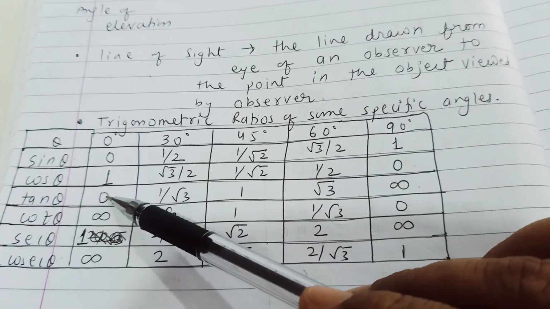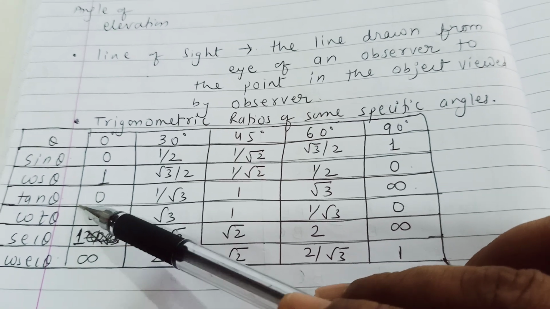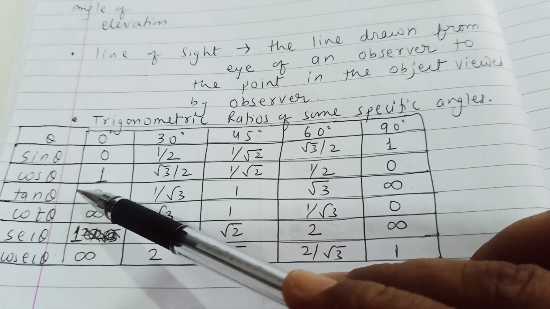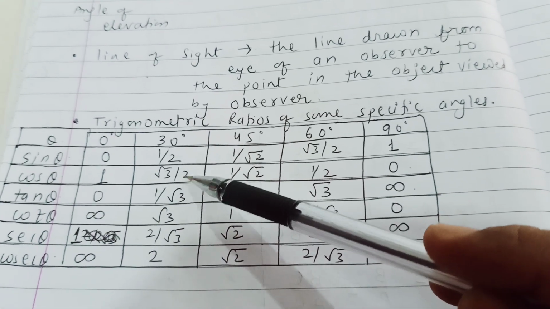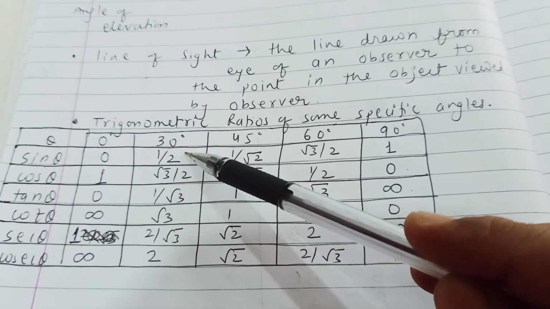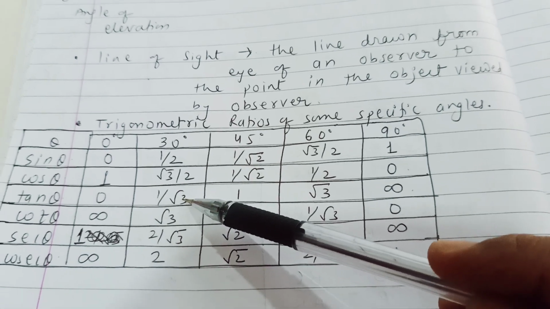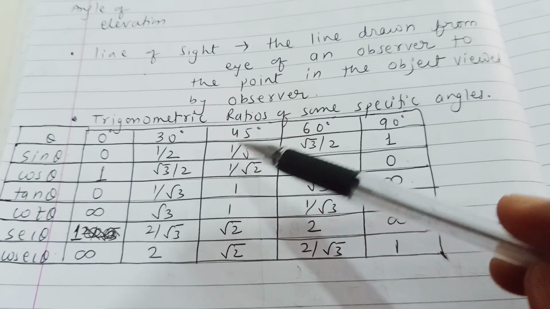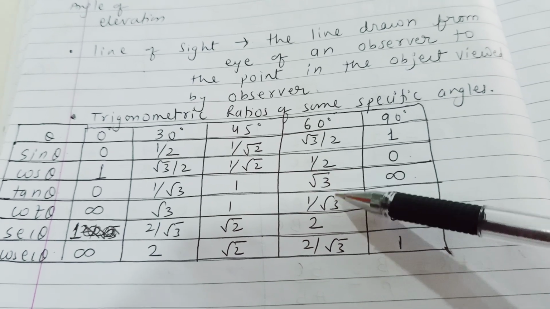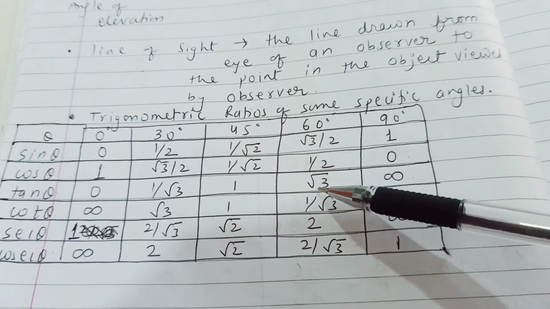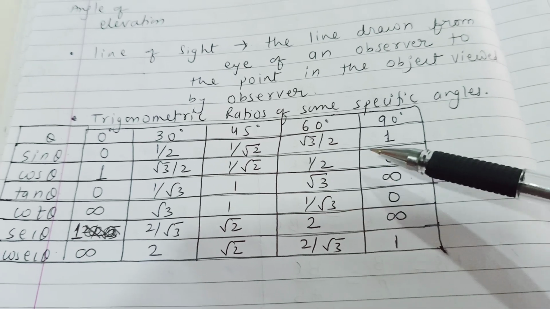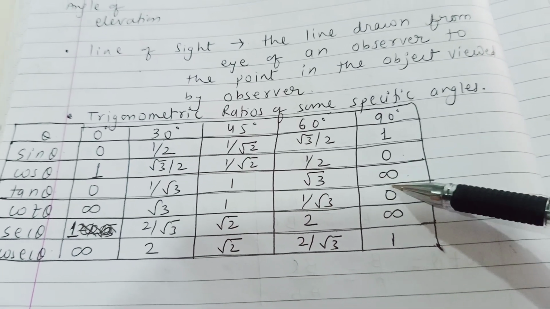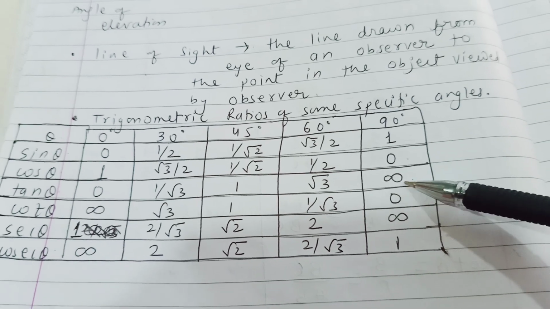tan theta is equal to sin theta upon cos theta. So 0 upon 1 is equal to 0. If you want to find tan 30, root 3 by 2 upon 1 by 2 upon root 3, then it is going to be 1 by root 3. Tan 45 is going to be 1. Tan 60 is the same, root 3 by 2 upon 1 by 2, that is going to be root 3. And if you want to find tan 90, it is going to be infinite, does not exist.